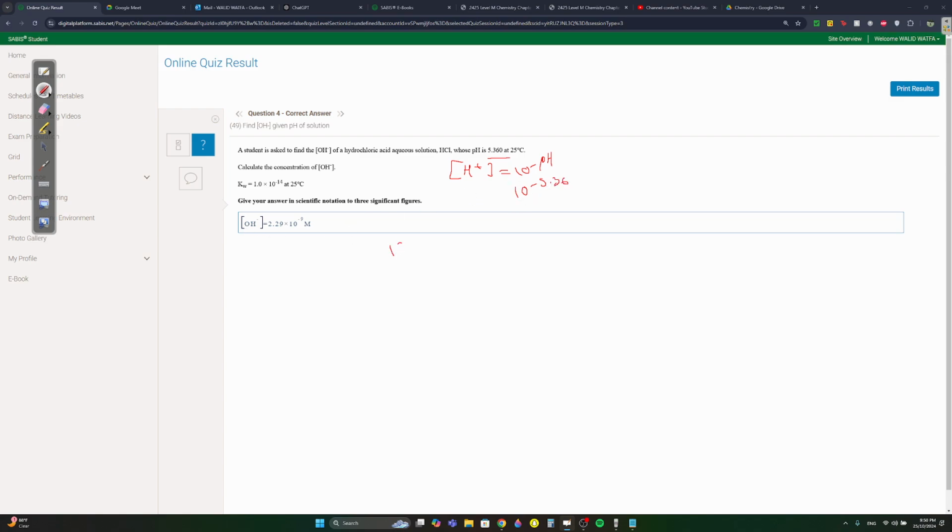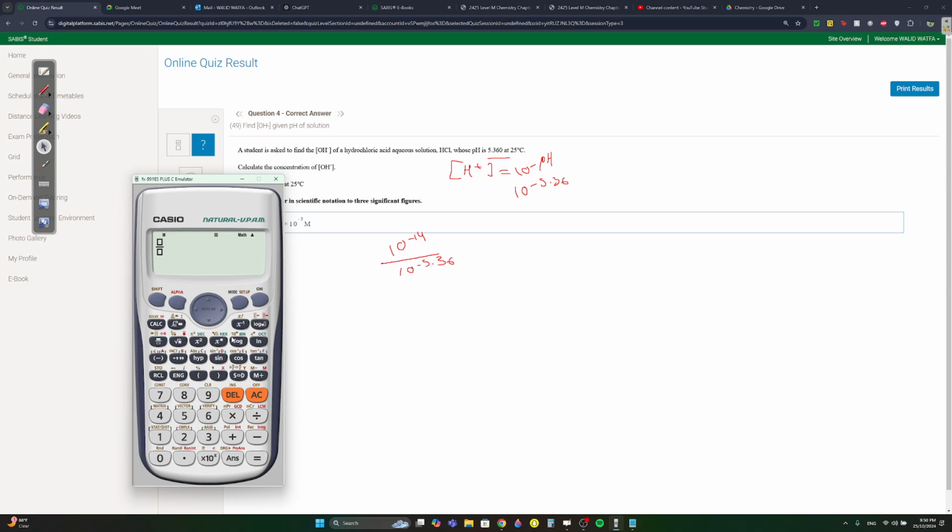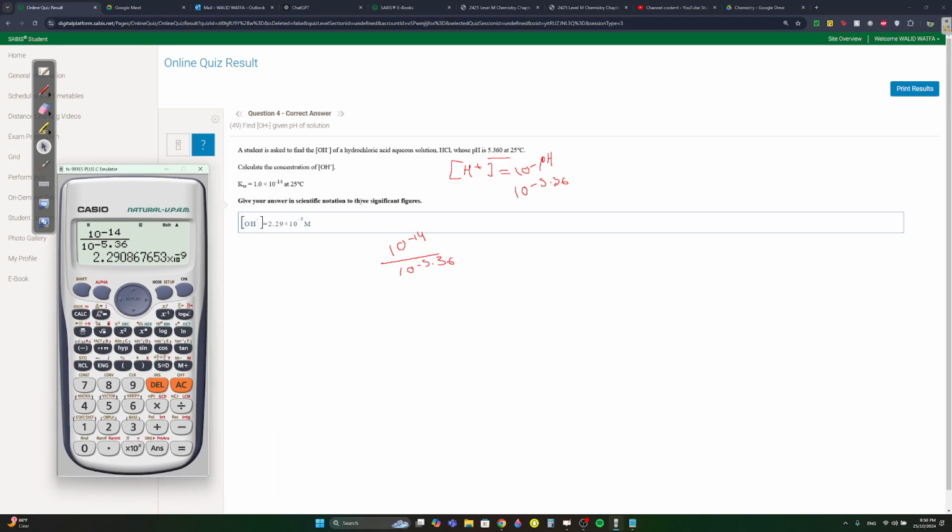How do I find OH? I just do 10 to the power of negative 14 divided by how much H plus? 10 to the power of minus 5.36. Let's see. 10 to the power of minus 14 over 10 to the power of minus 5.36. You get this to three significant figures, 2.29 times 10 to the minus 9.